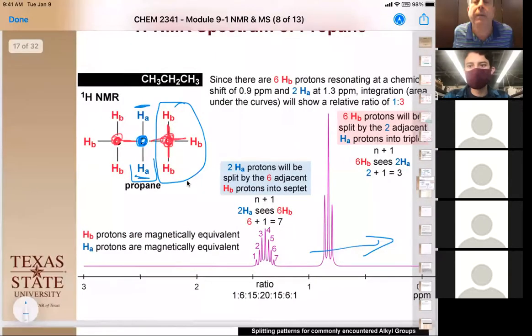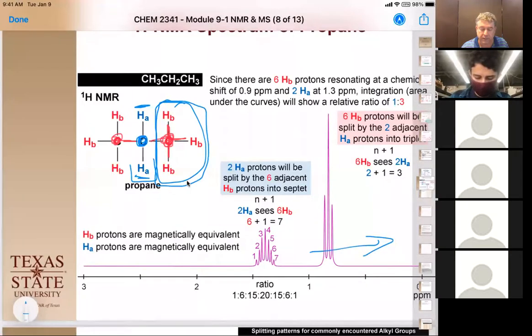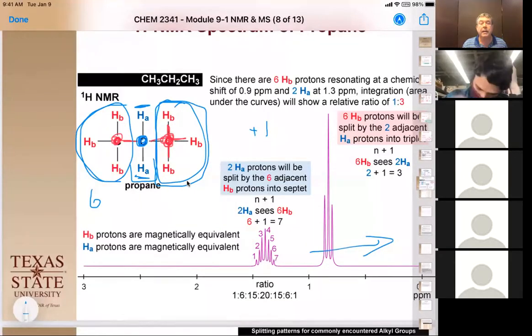Now let's talk about our splitting. If we look at these hydrogens, we have 3 of those, but they're equivalent to these 3 hydrogens over here, which means we have a total of 6 hydrogens that are magnetically equivalent. So that gives us 1 signal. That's our 1 in our n+1, and then it has 1, 2 hydrogens adjacent.